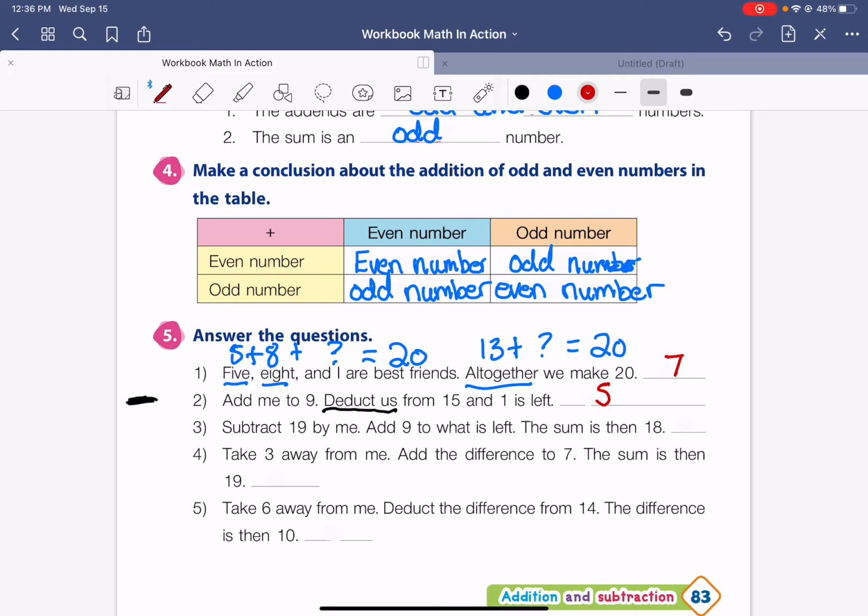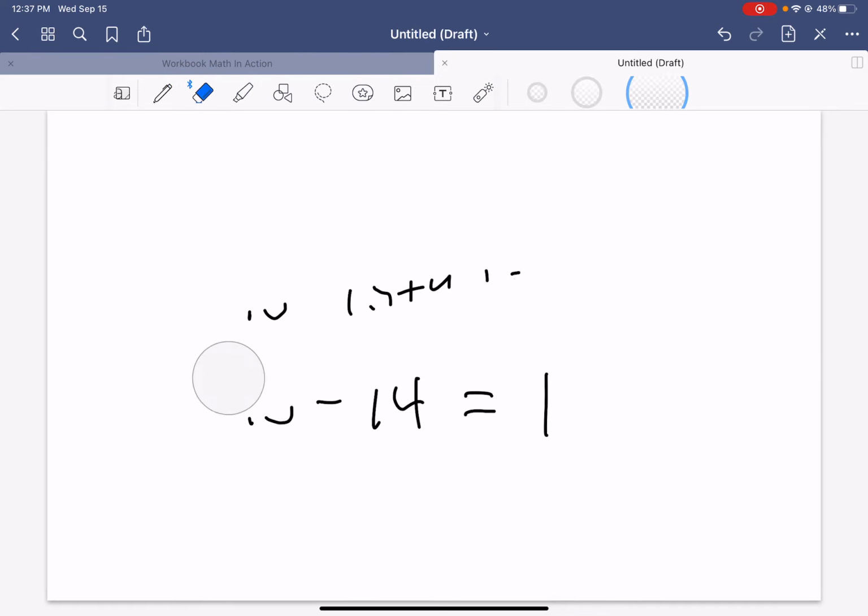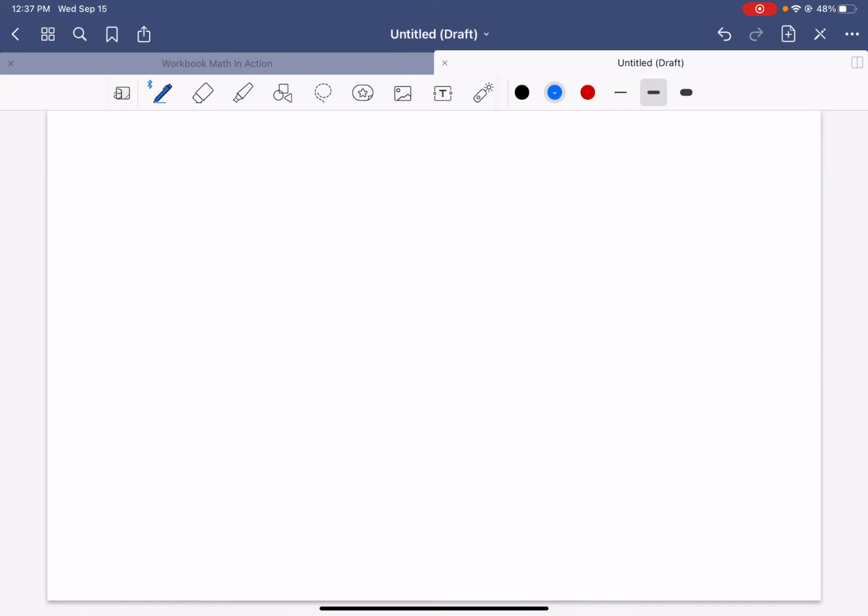All right, number 3, subtract 19 by me. Subtract again, right? Minus. Subtract 19 by me. Add 9 to what is left. The sum is 18. Subtract and deduct are almost the same. So subtract 19 from me, right?